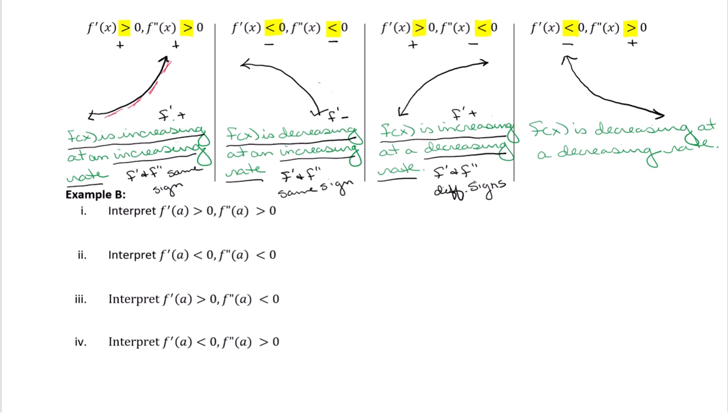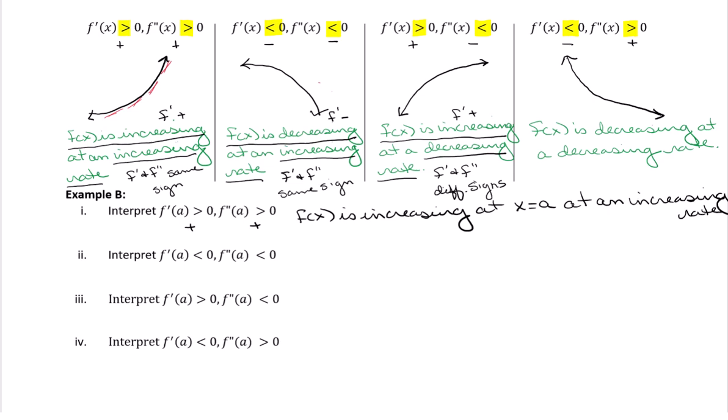So in example B, we're just going to tie all of this together by looking at the signs. Let's interpret: if the first derivative is positive and the second derivative at x equals a is also positive, that means that f of x is increasing at the point x equals a at an increasing rate.